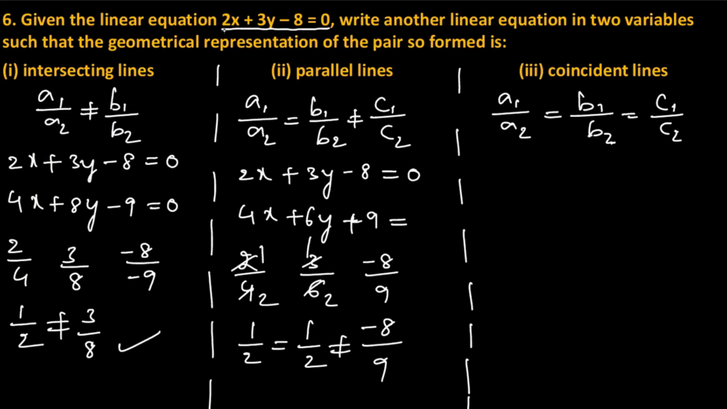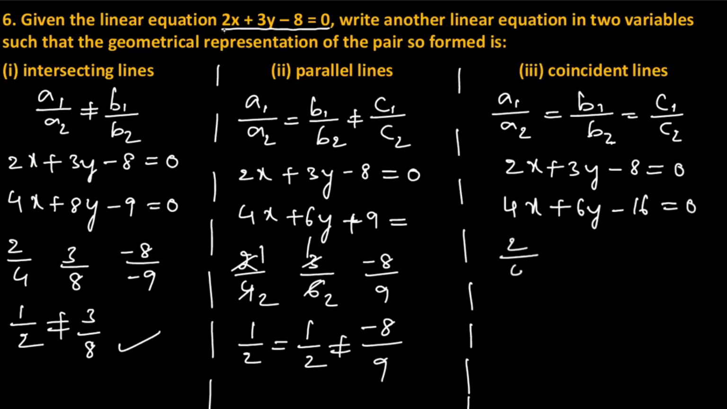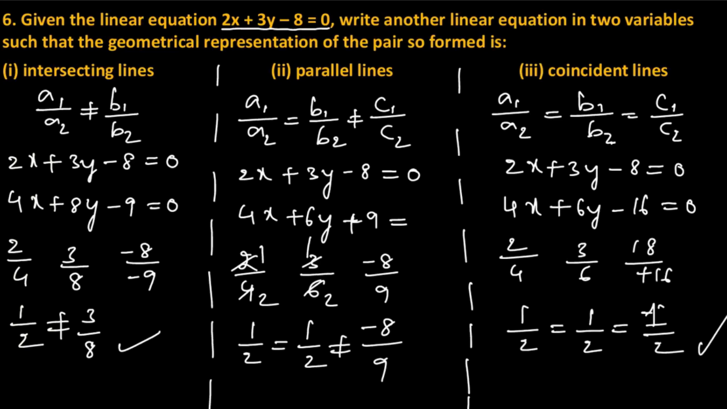Two lines are lying on one another, right? So our equation is 2x plus 3y minus 8 is equal to 0. You can take this as double it: 4x plus 6y minus 16 is equal to 0. 2 by 4, 3 by 6, minus 8 by minus 16. 1 by 2 is equal to 1 by 2 is equal to 1 by minus minus got cancelled. This is also 1 by 2. Hence proved. Next question.